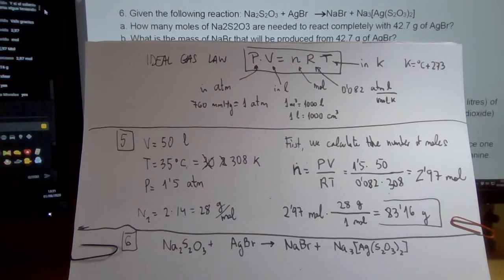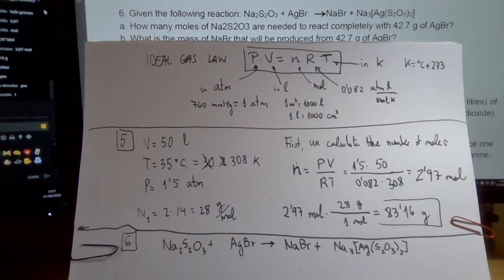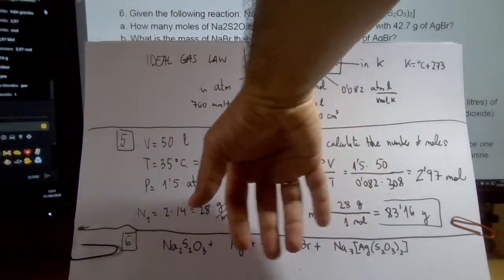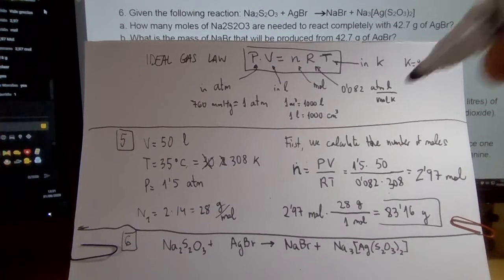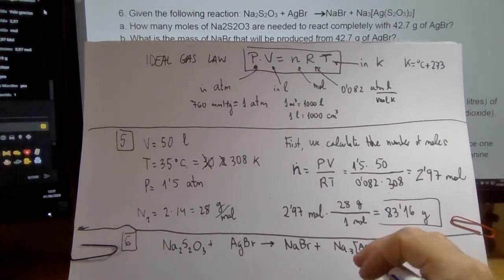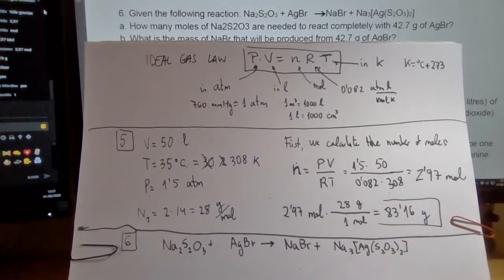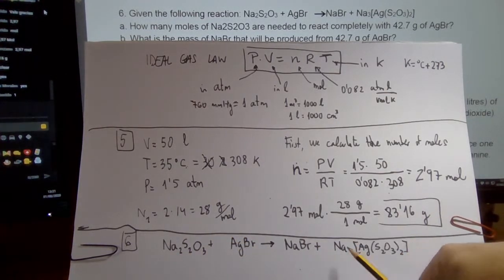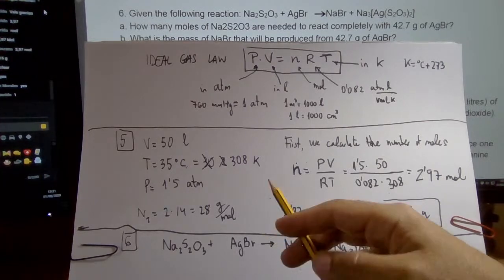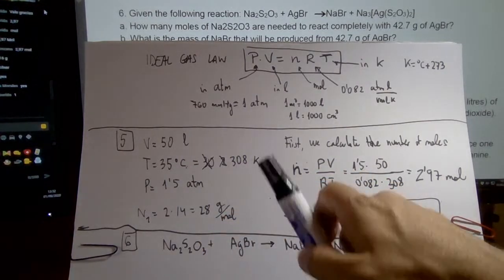Let's try to balance the equation. First of all, let's try to balance the equation. Okay, here we have sodium, we have 2, and here we have 1 and 3. So what about a 2 here?